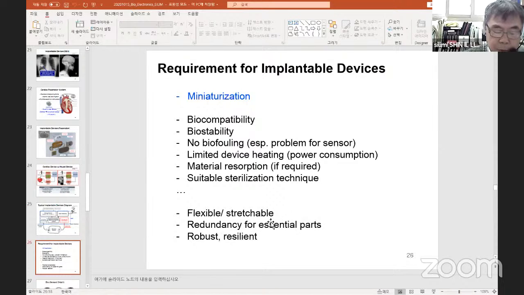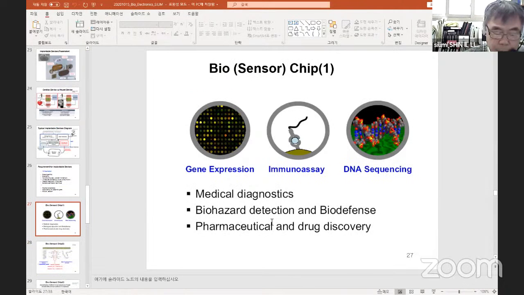Since the device is built in the body, it should be small and biocomfortable. Safety and stable operation are essential requirements. Okay, next topic is the biosensor. Quantitative and specific detection of biomolecules, such as DNA and proteins, has numerous applications in biomedical diagnostics and individual monitoring. DNA sensing, in particular, has broad application in genotyping, gene expression studies, biohazard detection, drug discovery, and so on.